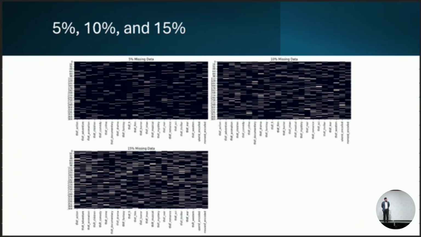Graphically, this is what that looks like. Again, missing completely at random was the missingness that I introduced here. In the top left is 5% missing data. This is the data set right in front of you. A black square means there's a non-null value in there, and a white square means there's a null value. As you get into 10% and 15% missing data, you can see a lot of white, a lot of missing data.